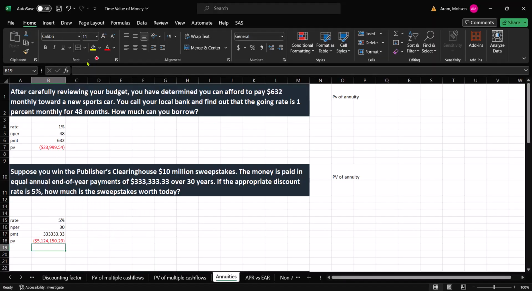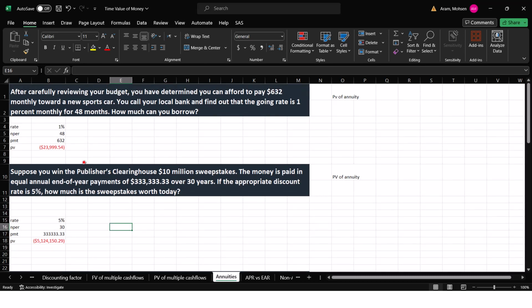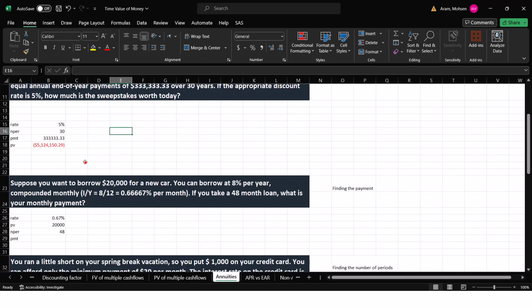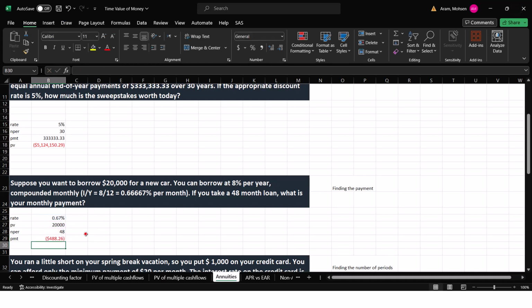In Excel, all you have to do is just solve for payment. Your payment would be your rate, the monthly rate. Number of periods is going to be 48. And the present value of this loan is $20,000. Payments that you have to make every month is $488.